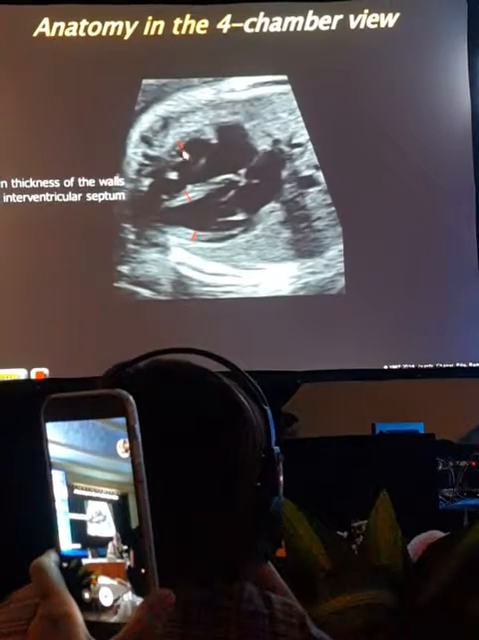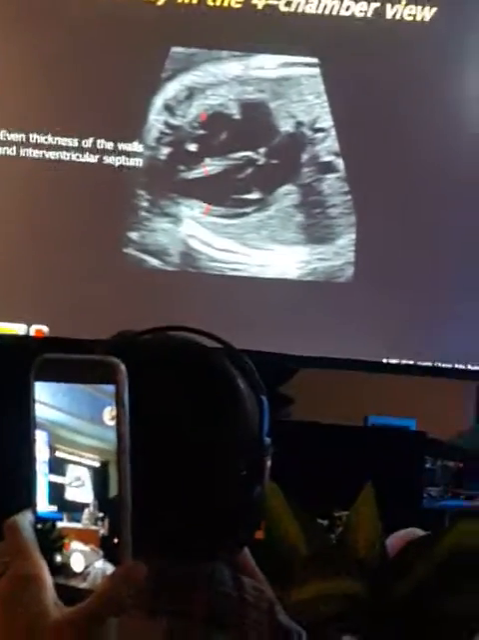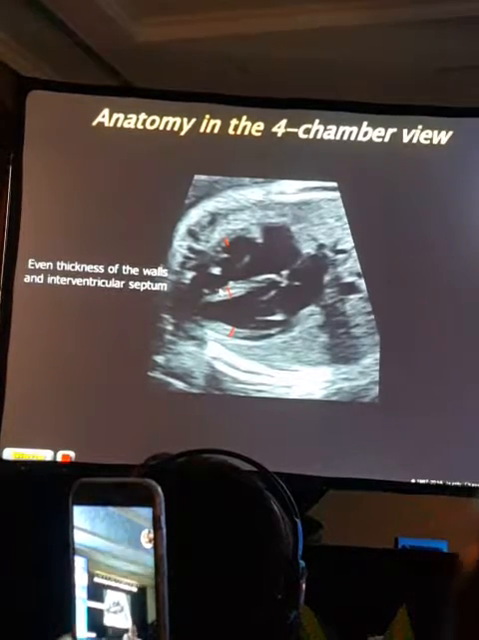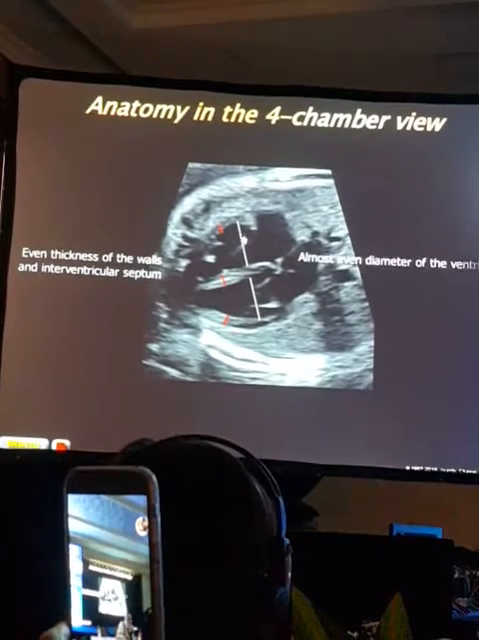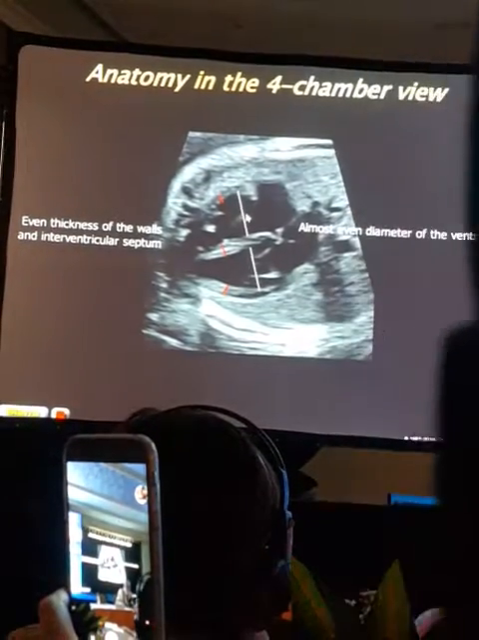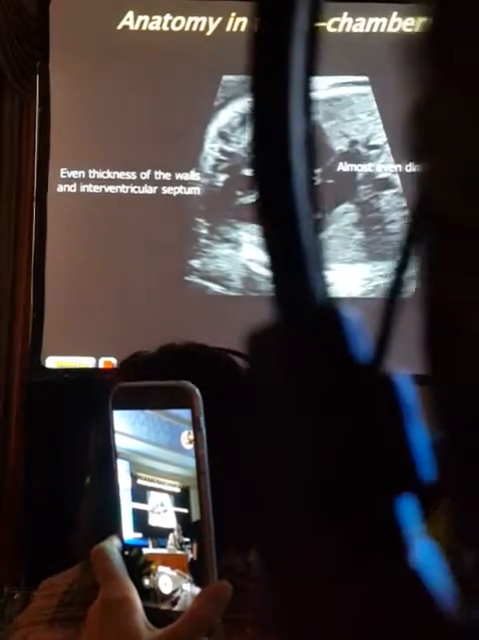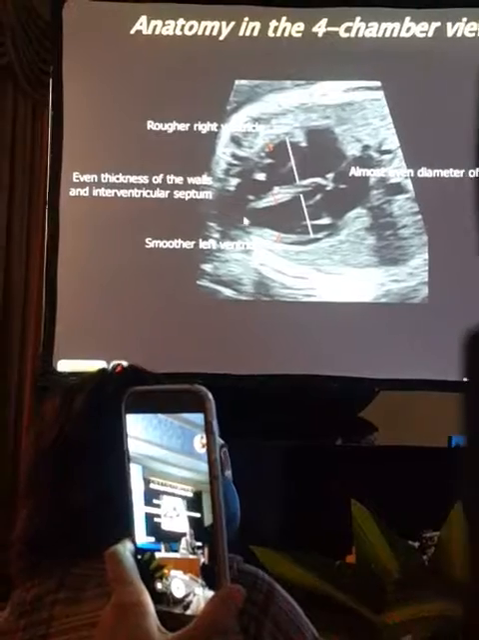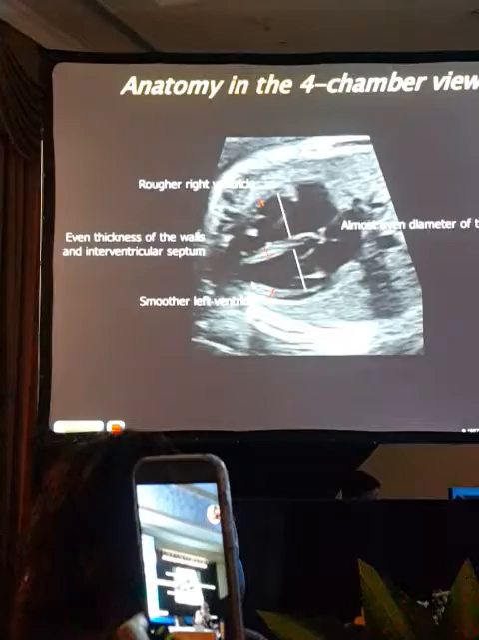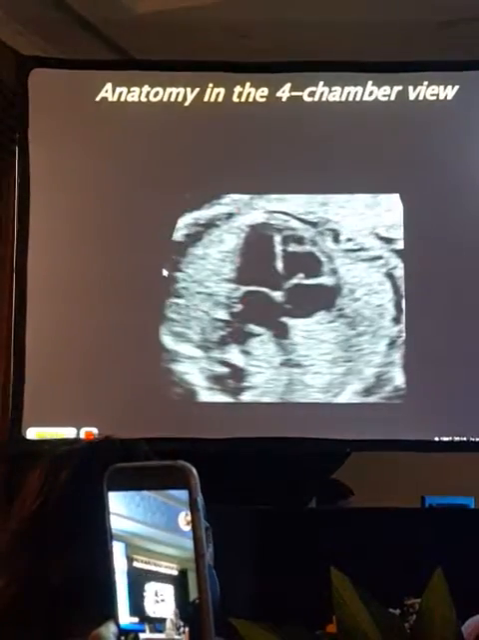Now when you do the four-chamber view, look at the thickness of the free wall of the right ventricle, the free wall of the left ventricle, and the interventricular septum. All these should be the same thickness. And the two ventricles should be almost the same size. The right ventricle can be slightly bigger, up to 20% bigger than the left ventricle, very different from the adult. Also notice that the left ventricle often appears more smooth, with less trabeculation than the right ventricle, but that's a difficult criterion to use.